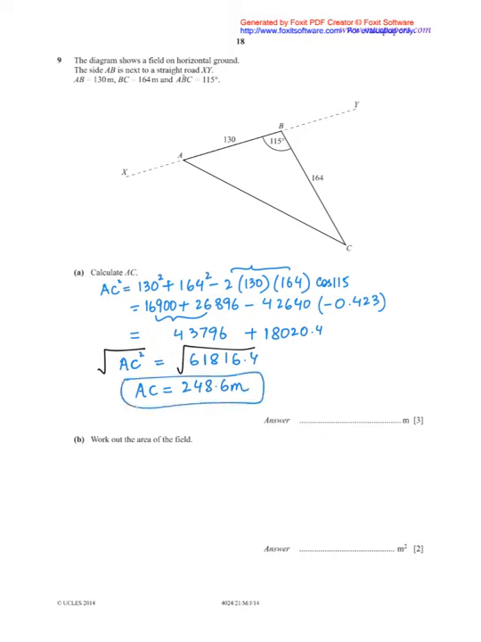In the next part it says work out the area of the field. So for area we need two sides and the angle between those two sides. So two lengths we have, 130 and 164, and the angle between them is 115, right? So we can calculate it. So sine 115 times 164 times 130 and then divided by 2. So the area is 9661.2. That is your area in meters square.